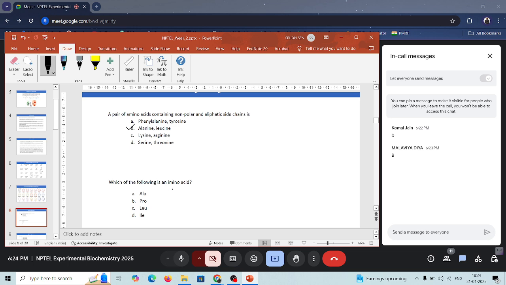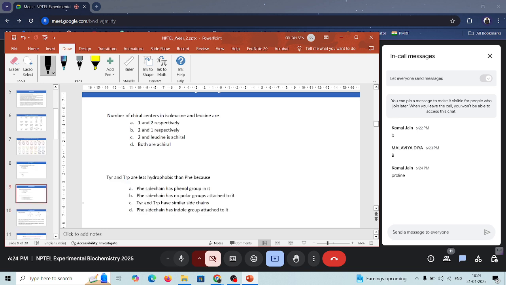Which of the following is an amino acid? Proline, I just mentioned it. It's an amino acid. So proline is the correct option. I'm not going into the details. Now, about the chirality of the amino acids, let us try to answer them.